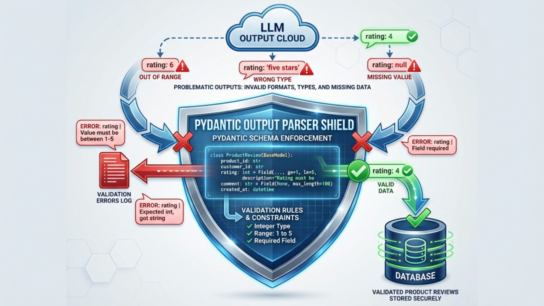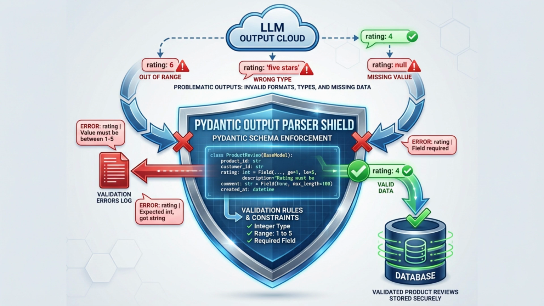Rating 6 hits the shield. Rejected. Out of range. Rating 5 stars hits the shield. Rejected. Wrong type. Expected integer. Rating null. Rejected. Missing required field. Only valid data, the green check marks, make it through to your database at the bottom.